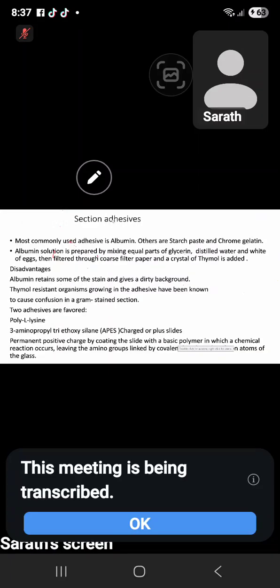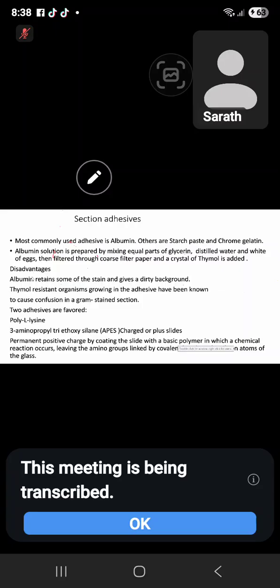Section adhesives. Most of the people use albumin, but I do not recommend it. The most commonly used adhesive is albumin. Others are starch paste and chrome gelatin. Albumin solution is prepared by mixing equal parts of glycerine and distilled water and egg white albumin, then filtered through a coarse filter, and add a crystal of thymol. You are adding the thymol as a preservative.